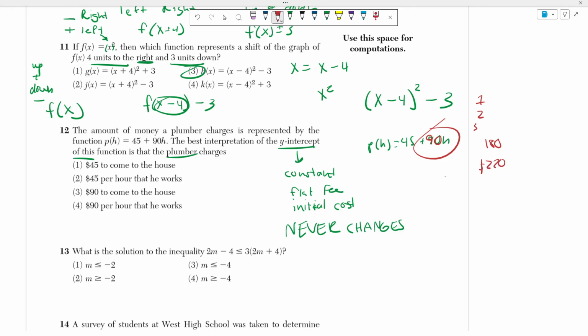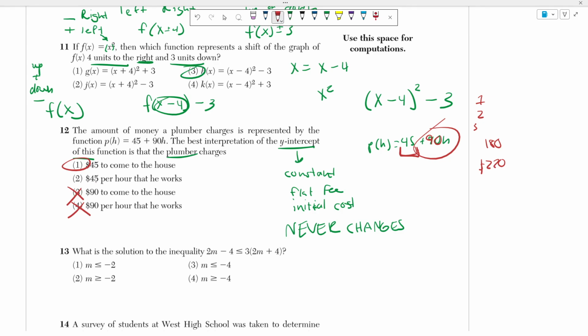Because you're multiplying it. So the value with the variable is called the slope. The value without the variable is called the y-intercept. So in this case, my y-intercept is 45. So I'm going to eliminate choices 3 and 4 because they identify 90 as the y-intercept, which is wrong. Now, the y-intercept is always going to be constant, which is why it has to be 1.